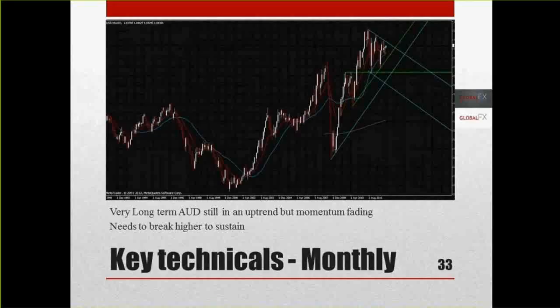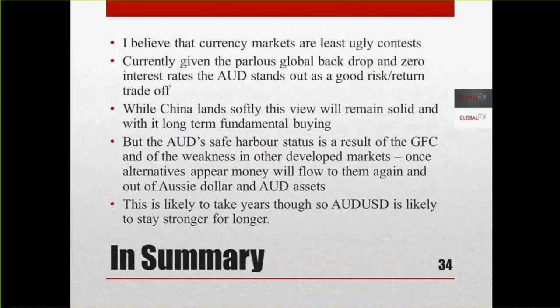So what does all that mean? I believe currency markets are least ugly contests, and the Aussie's Cinderella at the moment. So the weak global backdrop means that Aussie still stands out as a good risk return. Anything down to parity, maybe a little bit under, is going to continue to be big, given the current settings. Whatever China's doing okay and equities are doing okay, the Aussie's going to do okay. So we've got a safe harbour status. Of that I have no doubt.